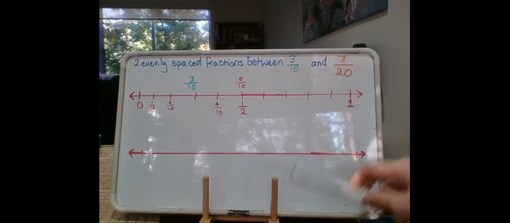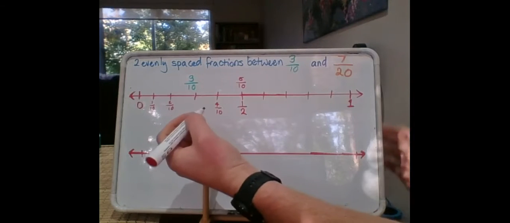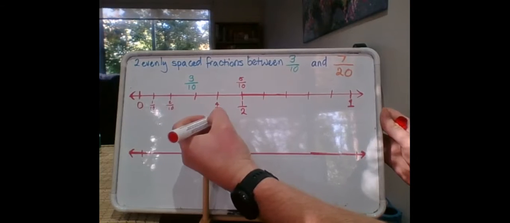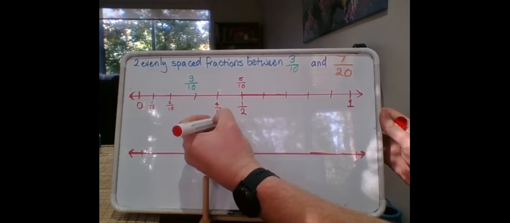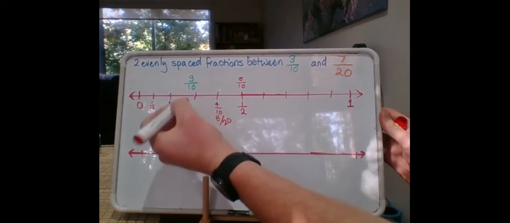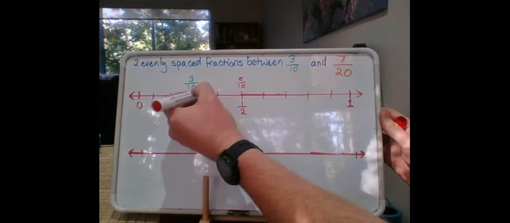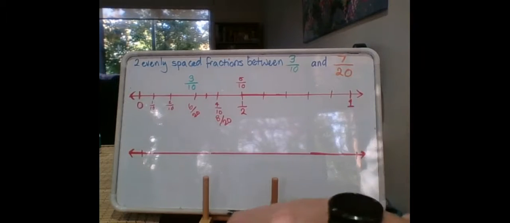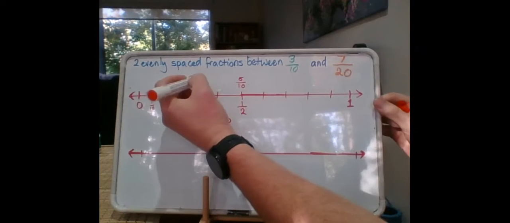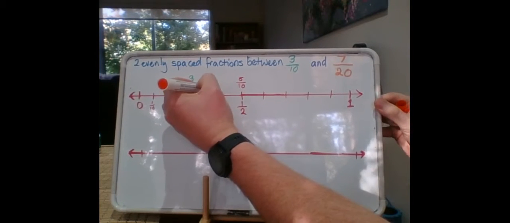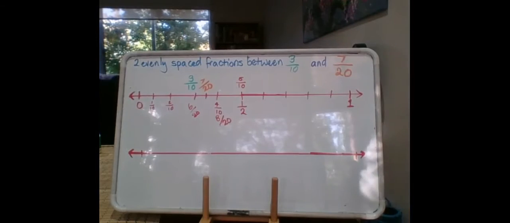If I have a look down here at 4/10, using my knowledge of equivalent fractions, I could say this is the same as 8/20, and 3/10 would be the same thing as 6/20. So halfway in between those would be 7/20. So as we can see on the number line, 3/10 and 7/20 are right next to each other at this stage.